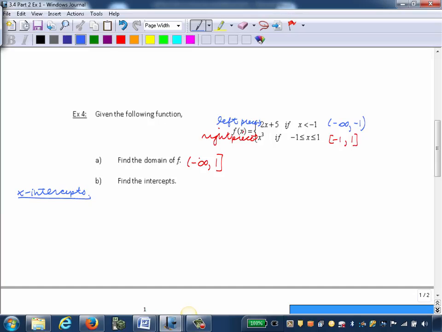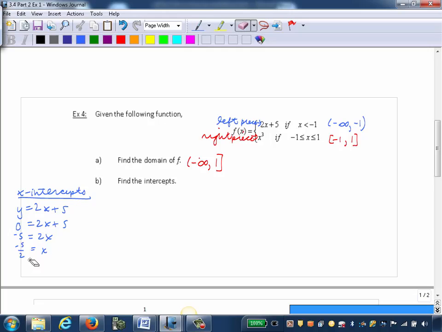So first I'll look at my left piece, the y equals 2x plus 5. So I'll substitute a 0 in for my y, subtract the 5 from both sides, divide by 2 on both sides. So I would get an x-intercept of negative 5 halves. So if I graph the entire y equals 2x plus 5 line, it would intersect the x-axis at negative 5 halves. So what we have to check in piecewise defined functions is, does this x-intercept occur in this piece?